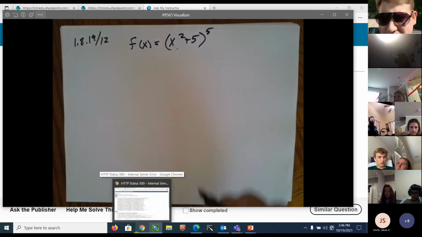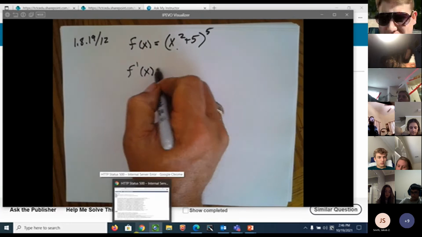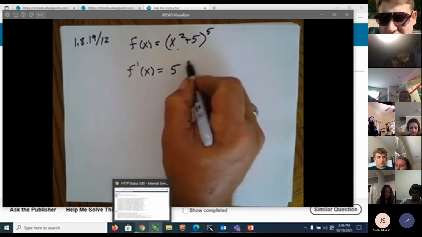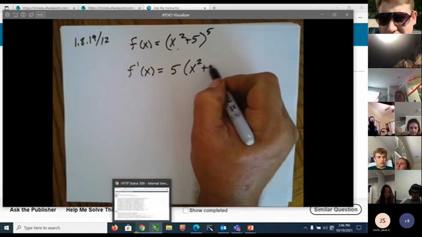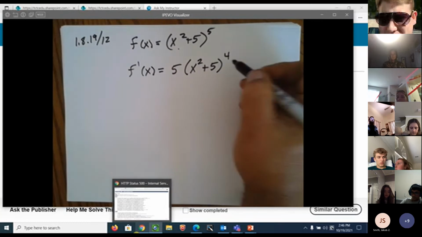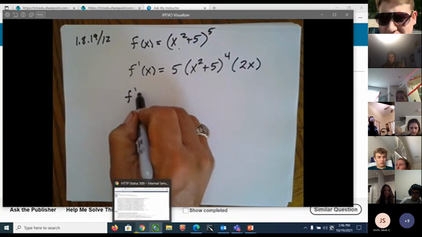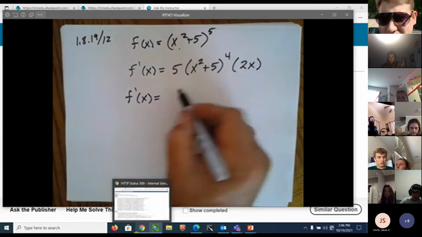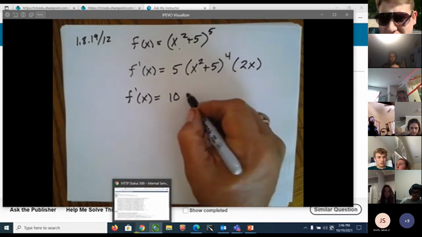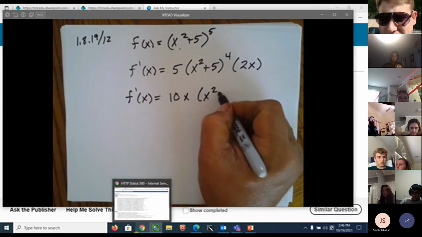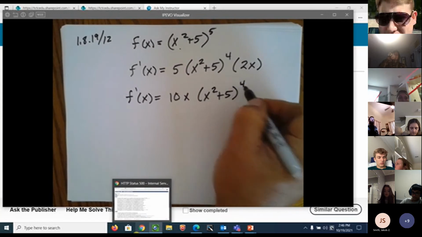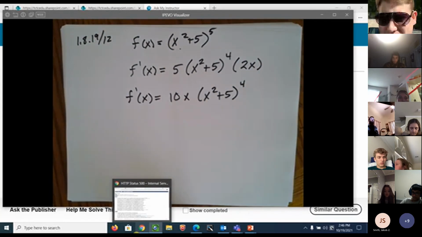And that's going to be f prime of x is equal to 5 times x squared plus 5 to the 4th, times 2x. F prime of x is equal to 10x times x squared plus 5 to the fourth power. That's first derivative.